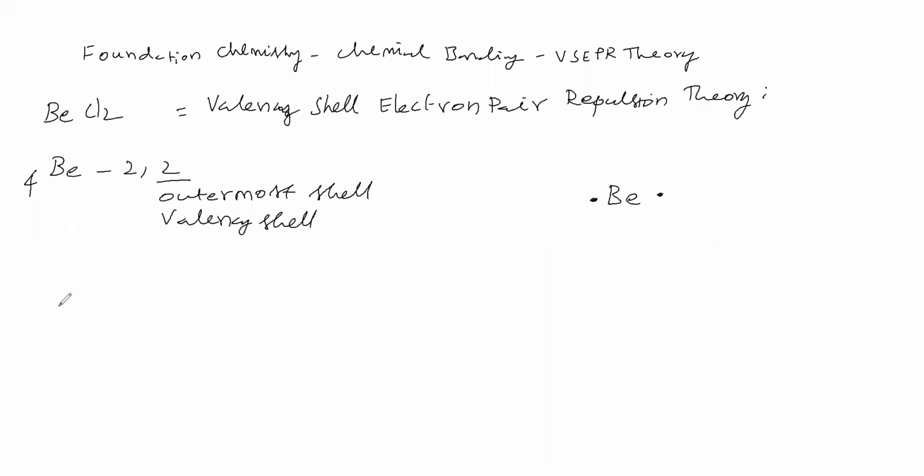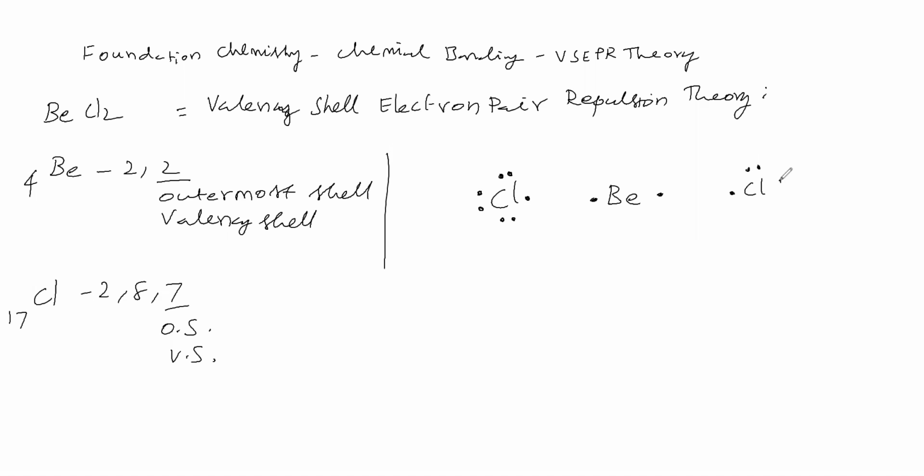Then we will take chlorine, atomic number 17. So electronic configuration is 2, 8, 7. This is the outermost shell, the valence shell. This valence shell has 7 electrons, which we write as 1, 2, 3, 4, 5, 6, 7. Similarly, for the other chlorine, we write 7 electrons.